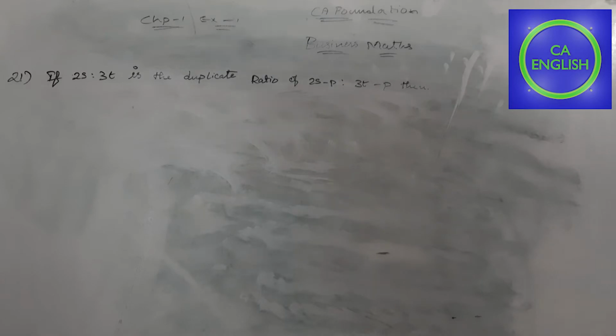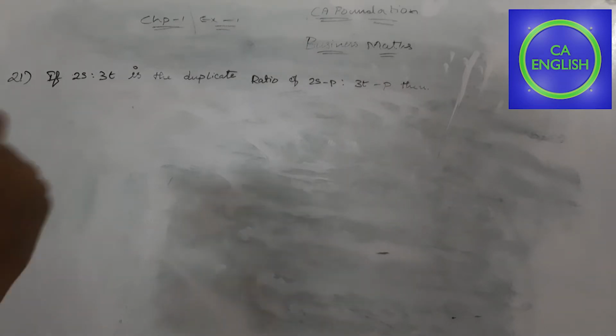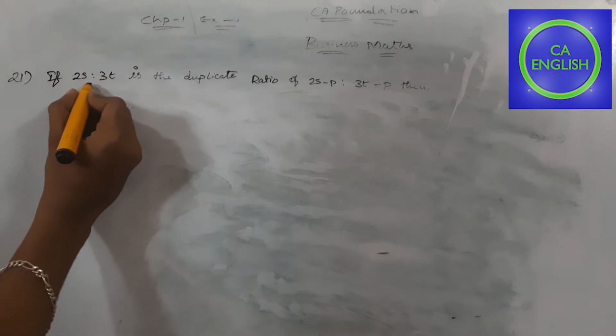And the first sum of today's video is the 21st sum. If 2s is to 3t is the duplicate ratio of 2s minus p is to 3t minus p, then what is the answer? They are asking then what. Okay, first we want to find the duplicate ratio for 2s is to 3t.